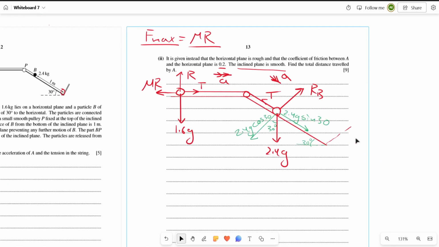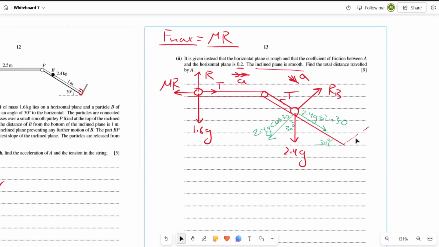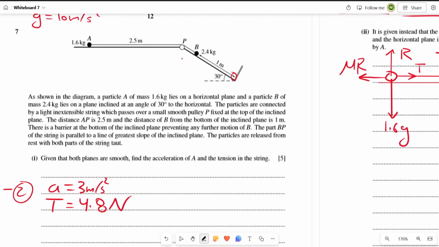We can get the acceleration, because if I want to find the total distance traveled by A, first of all, I know that B is gonna move 1 meter down, right? So since the string is inextensible, A is also gonna move 1 meter to the right. So A is going to be here. When A is here, then there will no longer be tension. However, A is going to be moving to the right with some velocity V, and it's going to continue moving due to its inertia. It's going to keep moving, and the friction is going to be in the other direction until it stops, let's say, over here. So I need to find this whole distance.